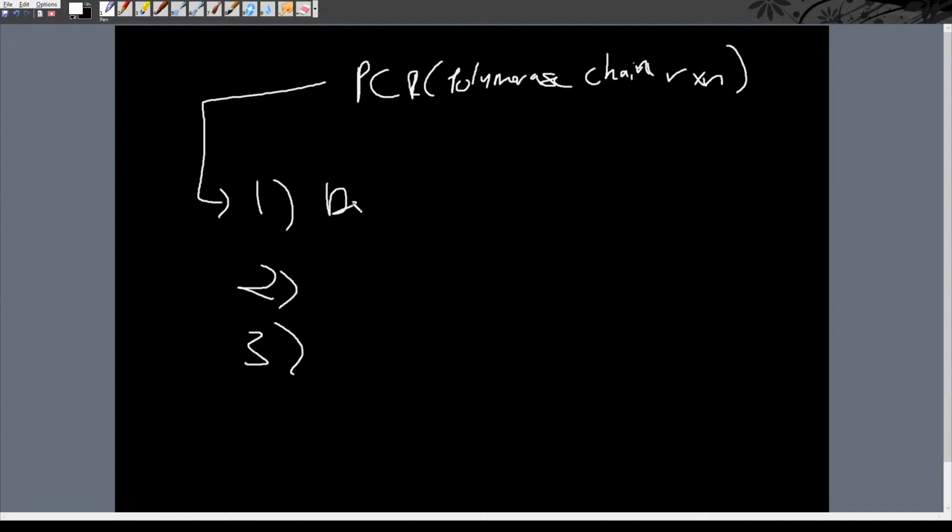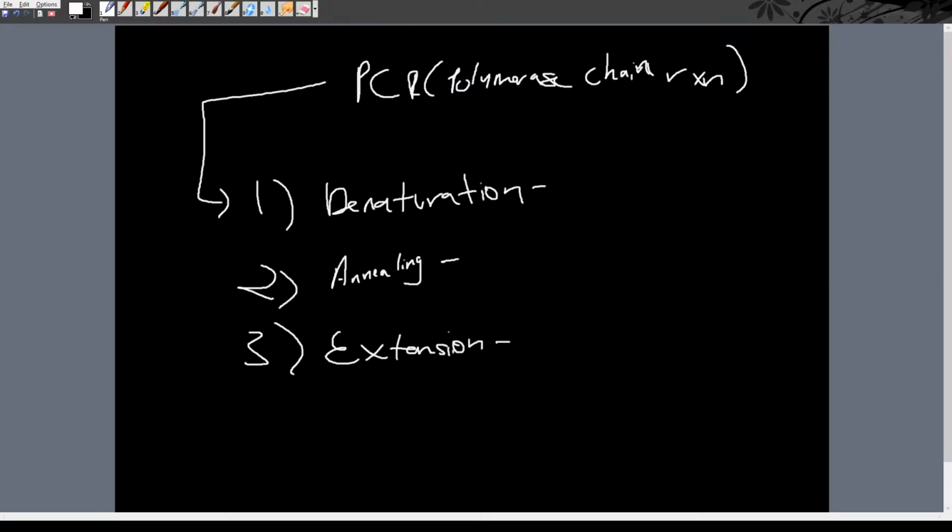Well, this first step is denaturation. Second step is the annealing. And the third step is extension. And I think these are pretty self-explanatory. But I'm sure you've heard of heat denaturation. And heat denaturation just means when heat kind of just separates proteins, pretty much. Not exactly the most accurate definition, but that's pretty much what heat denaturation is.